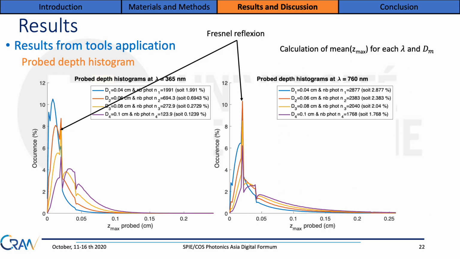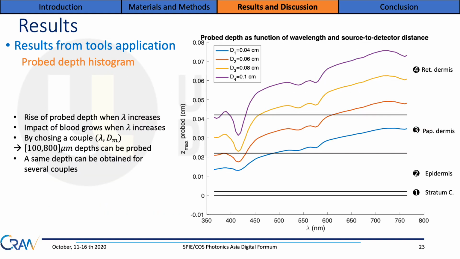Processing those histograms for our 4 source detector distances and for all the wavelengths, the maximum characteristic depth probed was calculated by taking the depth average for each histogram. The results obtained are presented through those 4 curves. The horizontal straight lines correspond to the interface between the layers. The fifth one, corresponding to subcutaneous fat, does not appear there. With the available wavelengths and distances, we can see that it's possible to probe depths covering the range 100–800 micrometers.